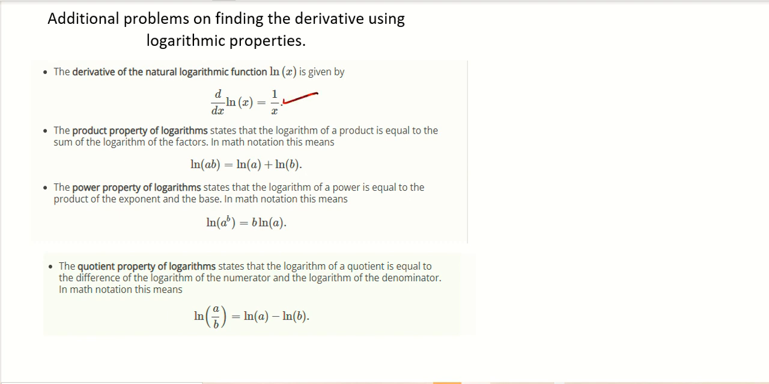But now, if you have to think about it, we had different properties of logarithms, right? So the first one is the product property, which says the natural log of A times B will equal the natural log of A plus the natural log of B. Meaning if we had the natural log of 2x, we can say that this will be the natural log of 2 plus the natural log of x, okay?